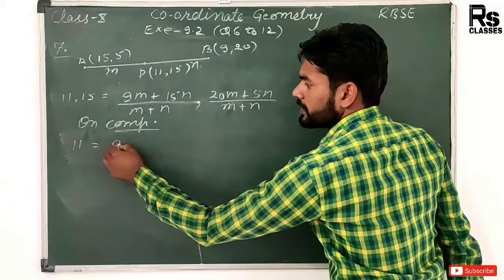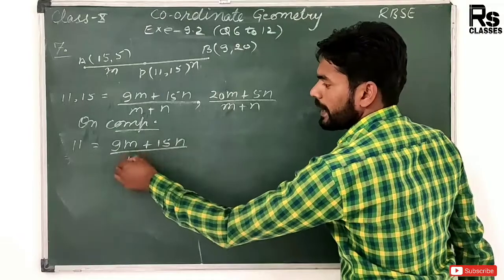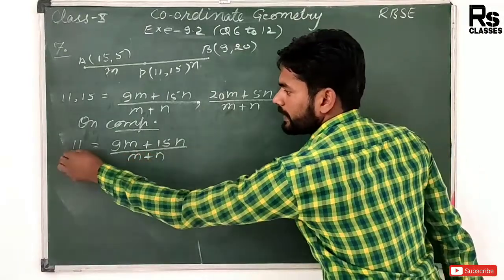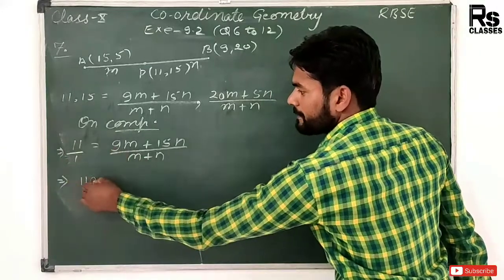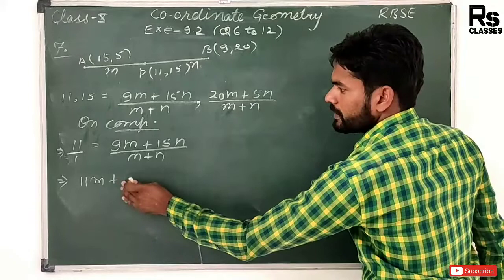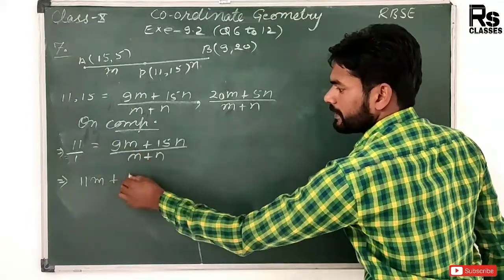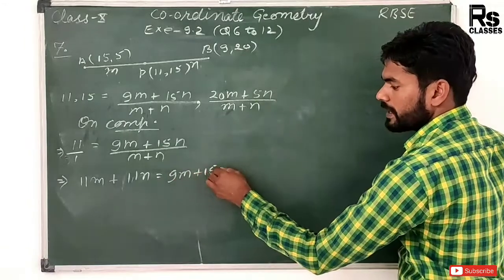11 is equal to (9m + 15n)/(m + n). If the denominator of 11 is 1, then multiply it cross: 11m + 11n is equal to 9m + 15n.